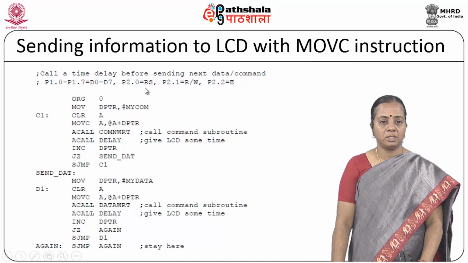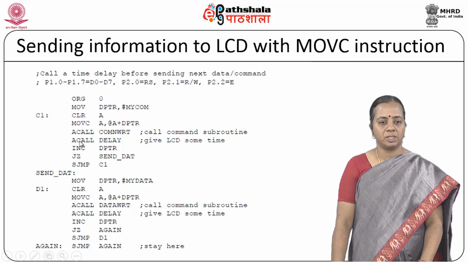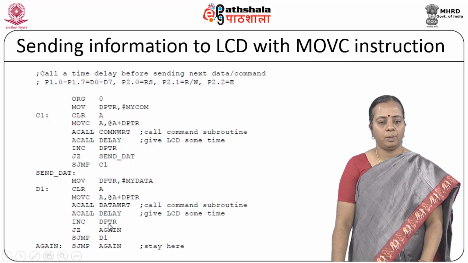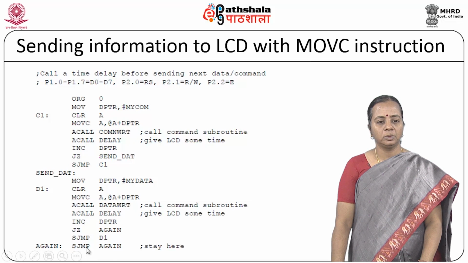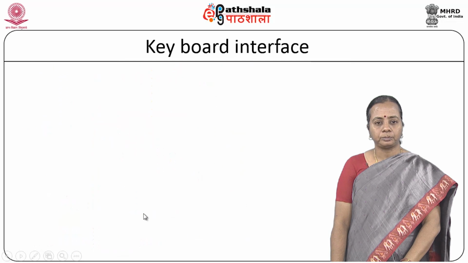Instead of giving RS equal to 0, now I will be making it 1, otherwise it will be similar to my command write. I will be calling my data write, after that I will be delaying it, again I am incrementing the dptr, and going over there. I am doing it till I am getting a 0. Once I am getting a 0, I have come down and I will be making an indefinite loop. This is the way I will be in a position to do my LCD connections.